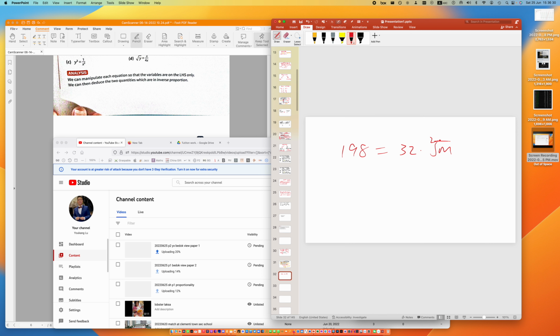So how do you get rid of the 32? Cancel. By doing what? It's like if you have 2x equals to 5, how do you get rid of the 2? Yes, to get rid of the 2, you divide by 2. So to get rid of the 32, you divide by 32 on both sides.